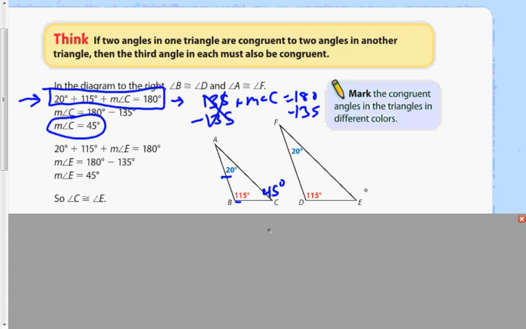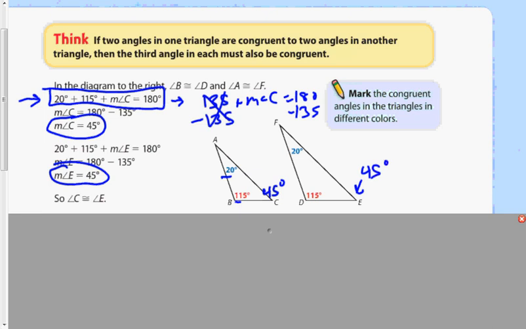So then let's find the measure of angle E. We could do the same thing in this triangle. We know that it's still a triangle, so all the angles still add up to 180. So we do 20 plus 115 plus the measure of angle E equals 180. You do the same exact stuff. You add the 20 and 115, you get 135, and subtract that from both sides. You end up getting the measure of angle E is also 45 degrees.